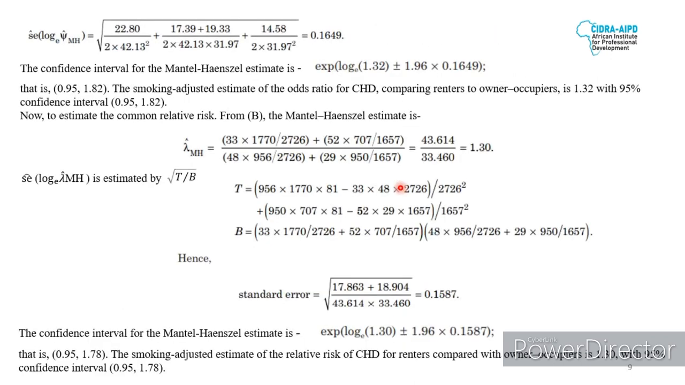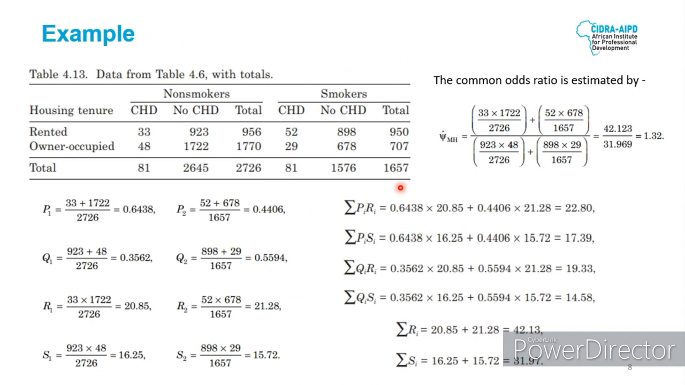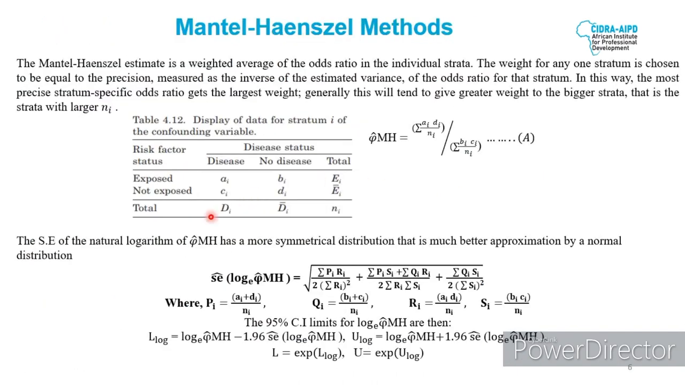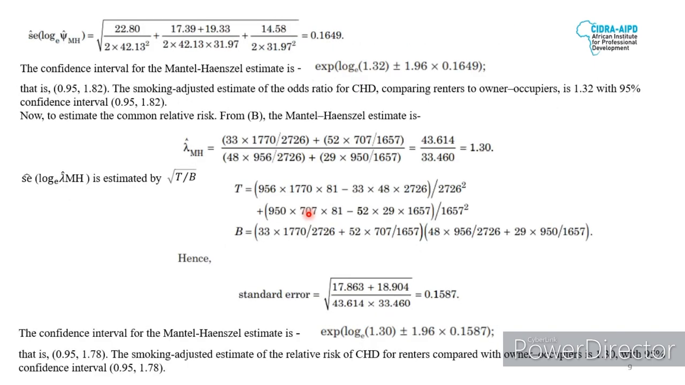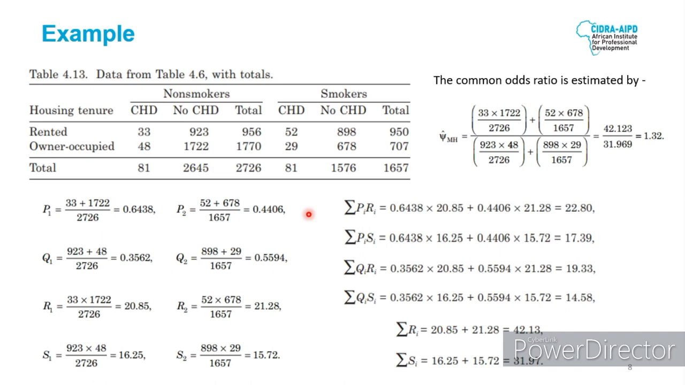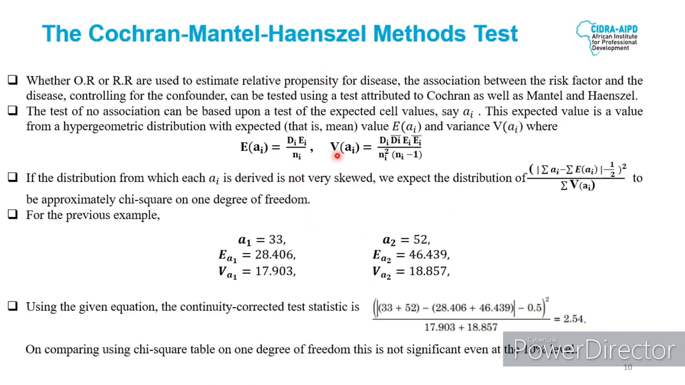So again, refer to this table to see what are di, di bar, ei, ei bar, and ni. If the distribution from which ai is derived is not very skewed, we expect the distribution of, as shown here, to be approximately chi square on 1 degree of freedom. So for this example, use this formula and calculate ai, eai, vai.